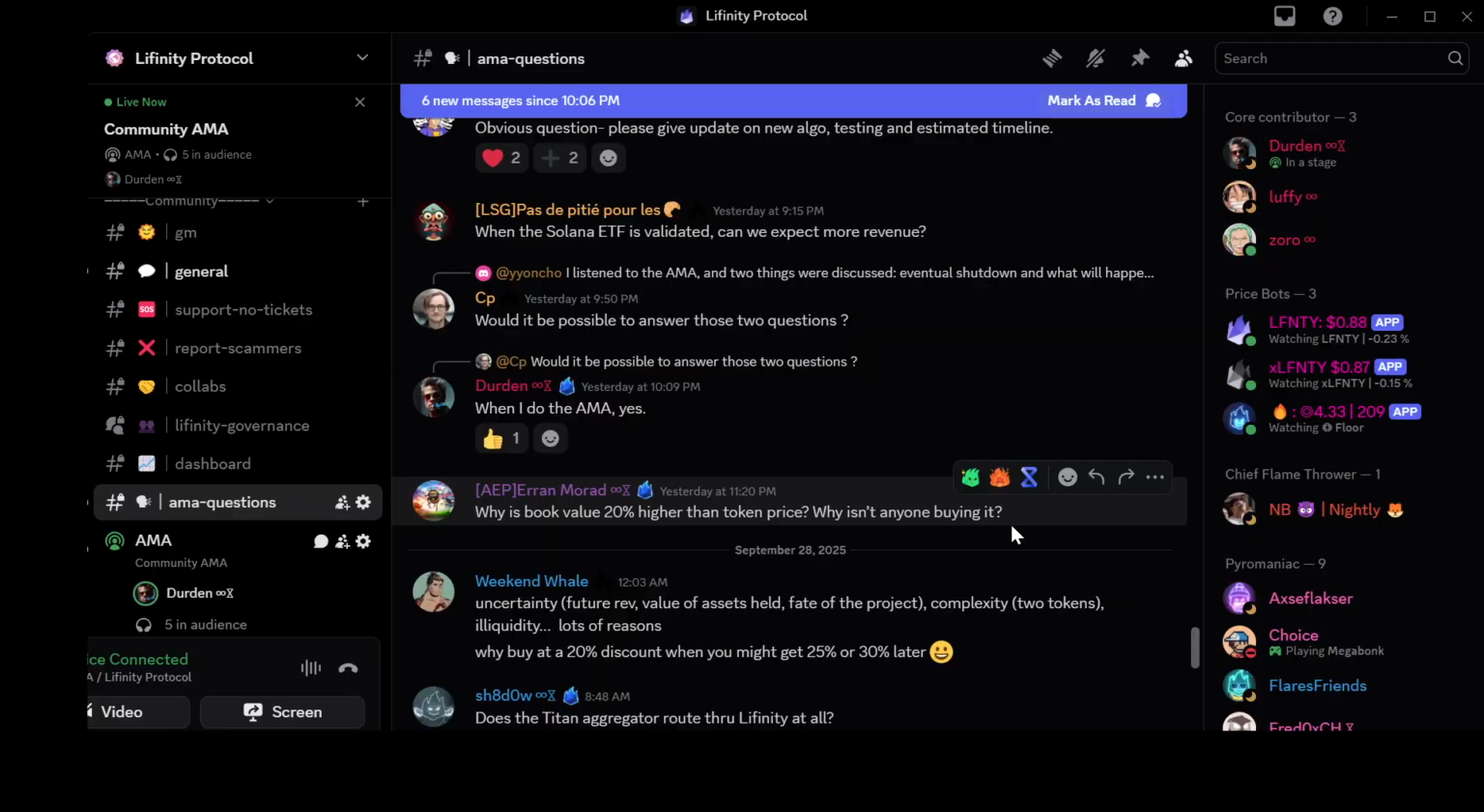When the Solana ETF is validated, can we expect more revenue? In a sense, I think there will be more volume on Sol once the ETF goes live. I think there'll be more trading on it. But I think that'll probably be a relatively temporary phenomenon. I don't expect heightened volumes on Sol just because there's going to be an ETF. So, I wouldn't count on that too much.